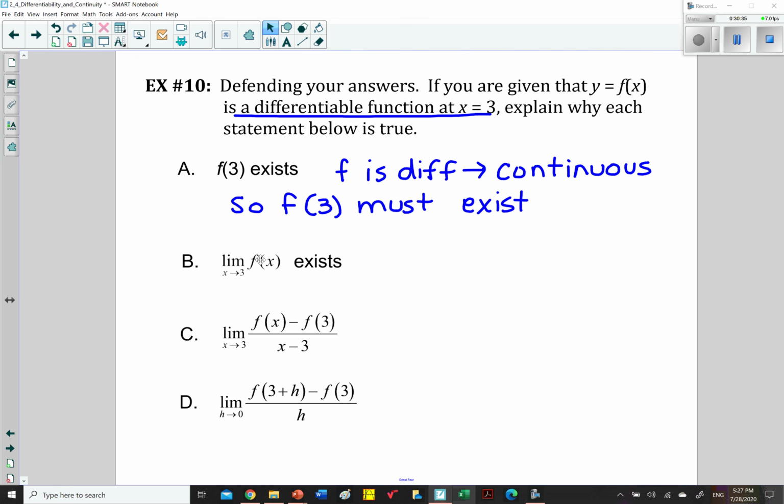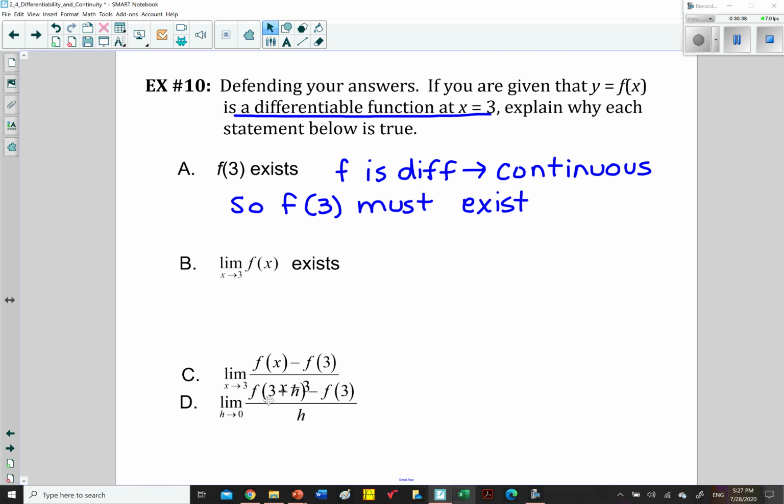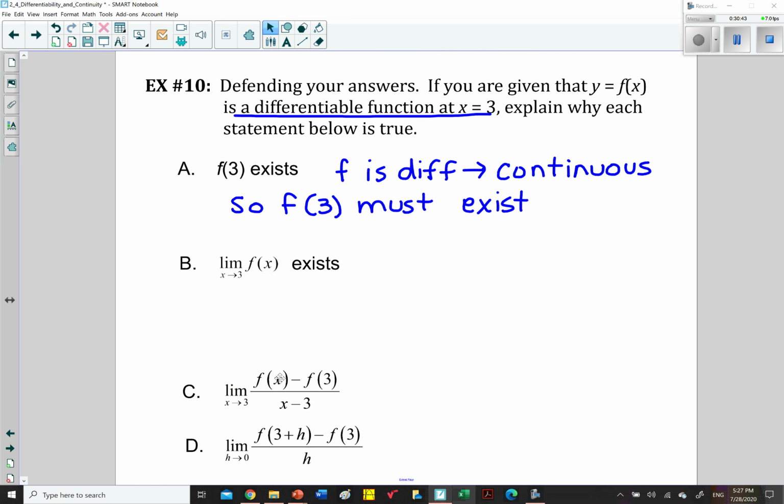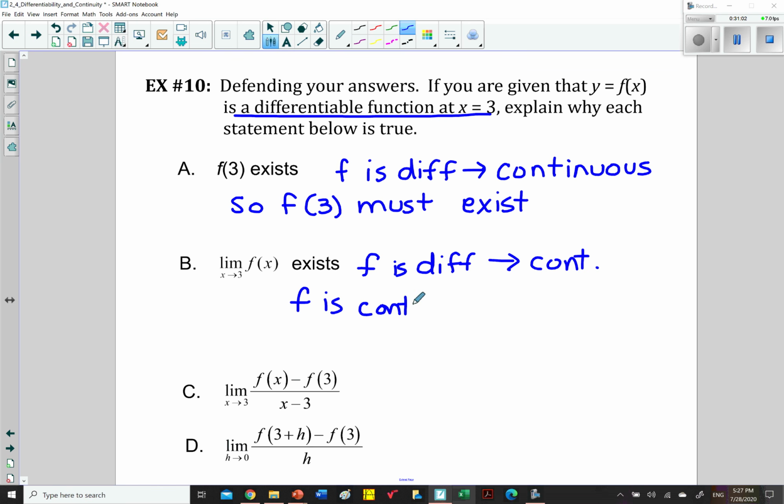The limit as x approaches 3 of f of x exists. So remember they told us f is differentiable at 3. That means f is continuous at 3. So we could say if f is differentiable at 3, then f is continuous at 3. And if f is continuous at 3, then the limit at 3 on the function would exist. And that's why it's true.